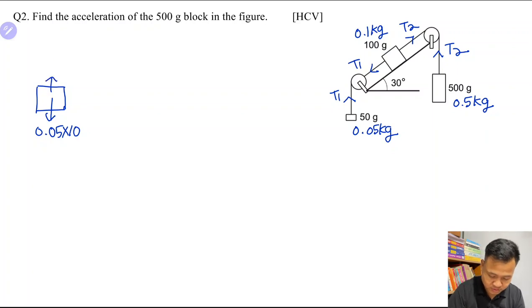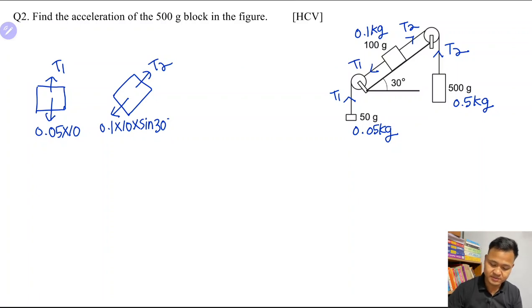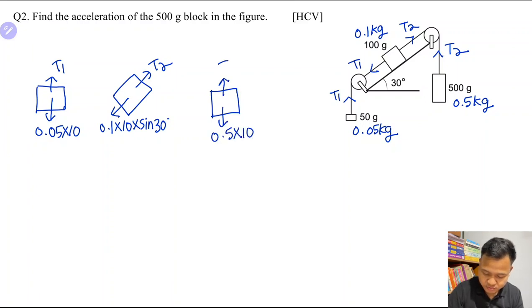Then for the 0.05 kg block we have T1. For the 0.1 kg block, it is mg sin theta. Theta is 30, so that means mg sin 30, which is 0.1 into 10 into sin 30, and then T2. For the 500 gram block, that is 0.5 kg, so mg is 0.5 into 10, and T2.